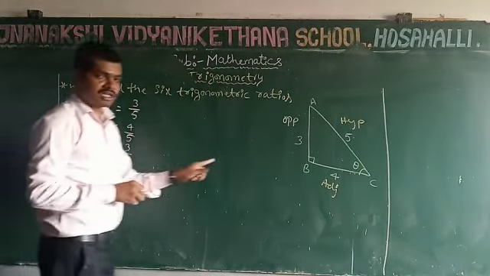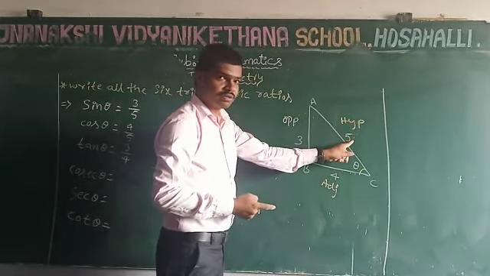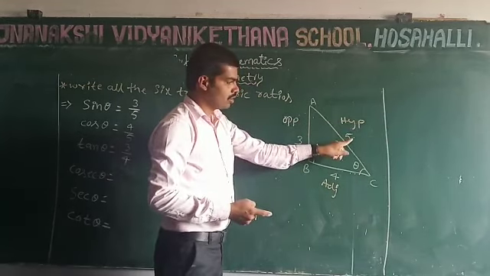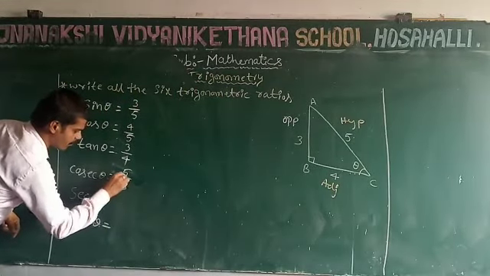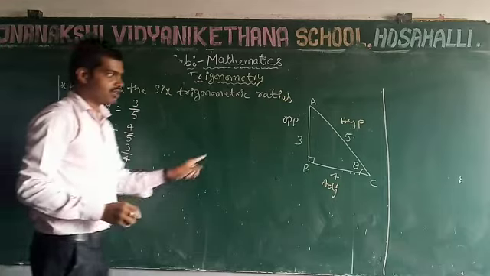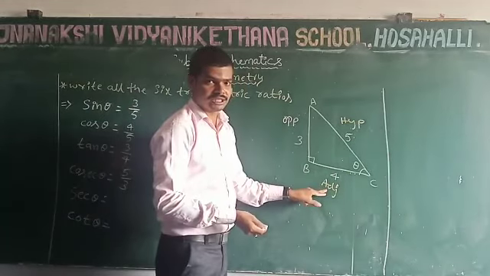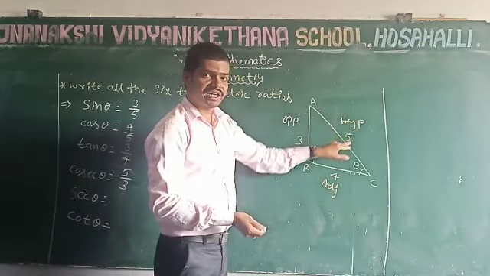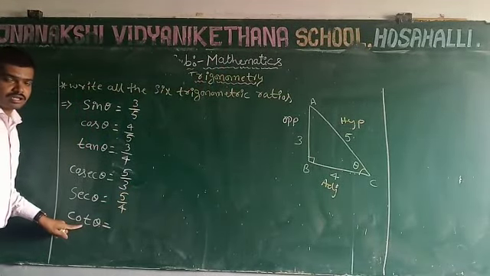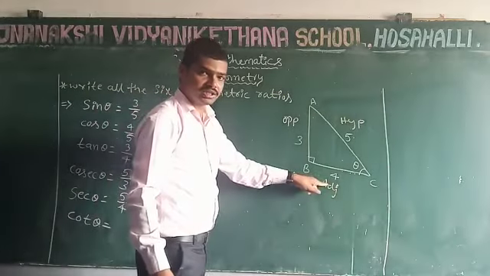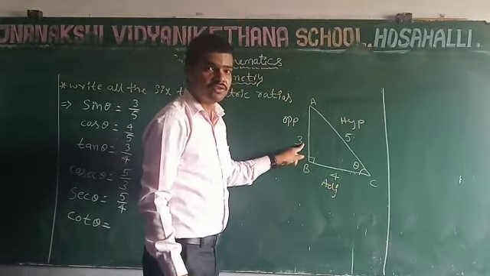Cosecant theta. What is the ratio of cosecant theta? Hypotenuse divided by opposite side. Hypotenuse 5, opposite 3. Therefore, cosecant theta is equal to 5 divided by 3. Secant theta. What is the ratio of secant theta? Hypotenuse divided by adjacent side. Therefore, secant theta is 5 divided by 4. So last one, cot theta. Adjacent divided by opposite side, 4 by 3. This is the ratio of cot theta.